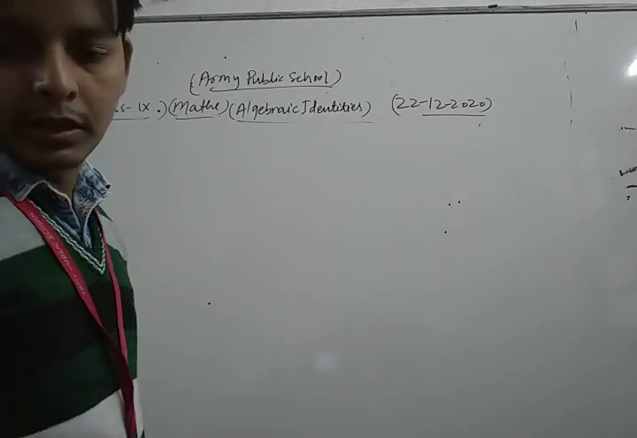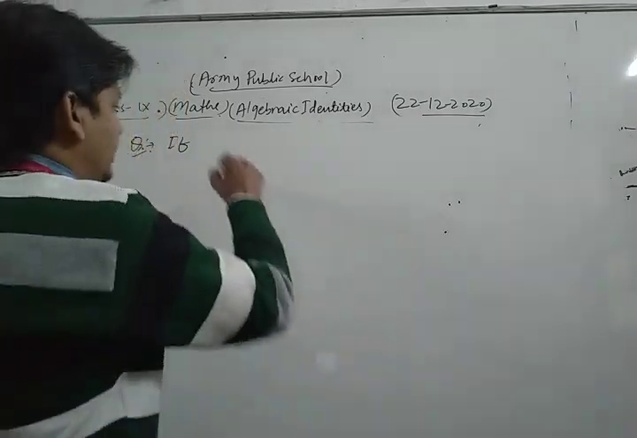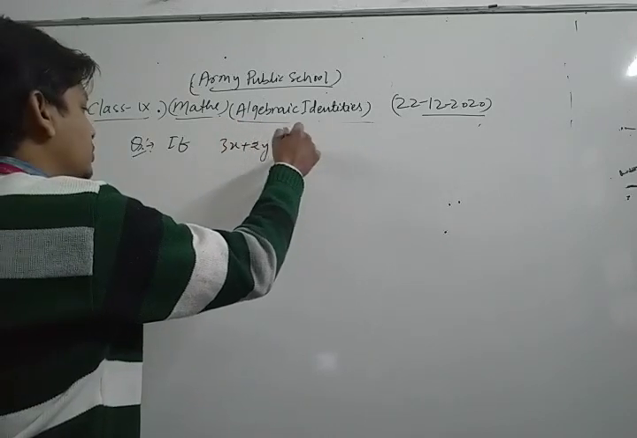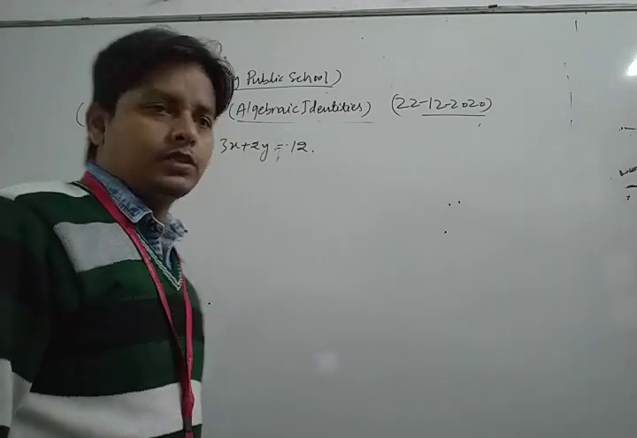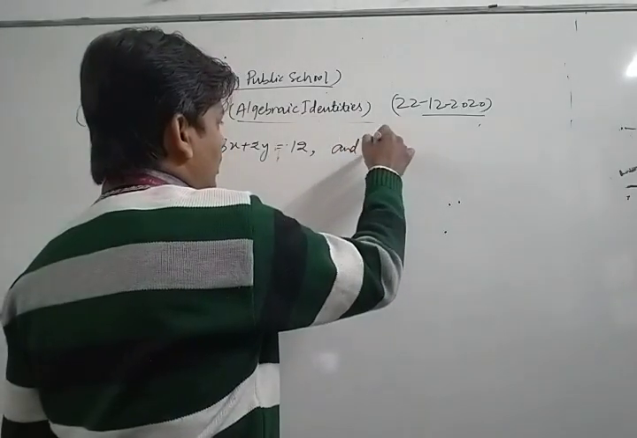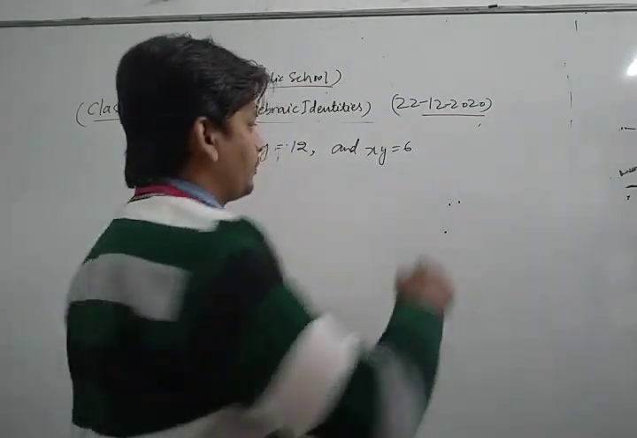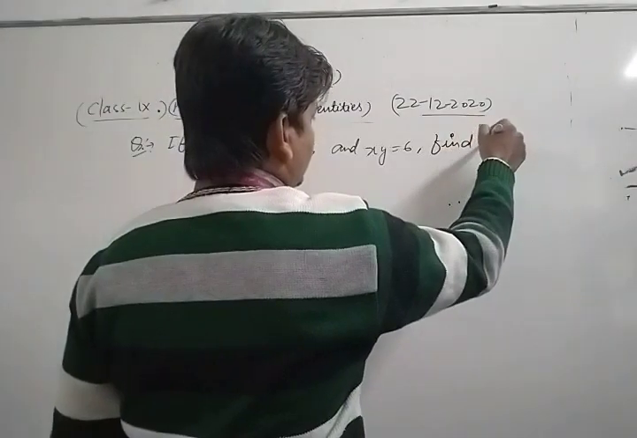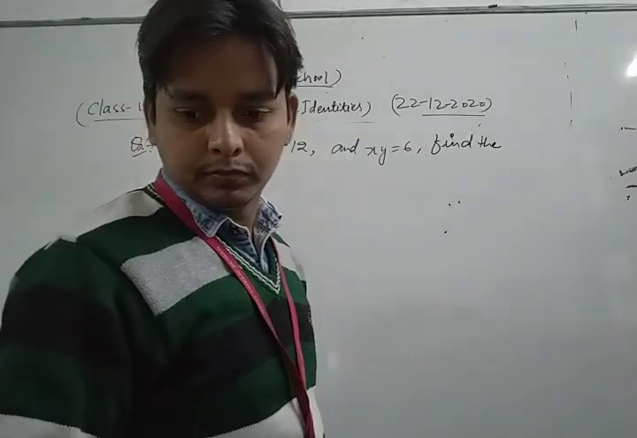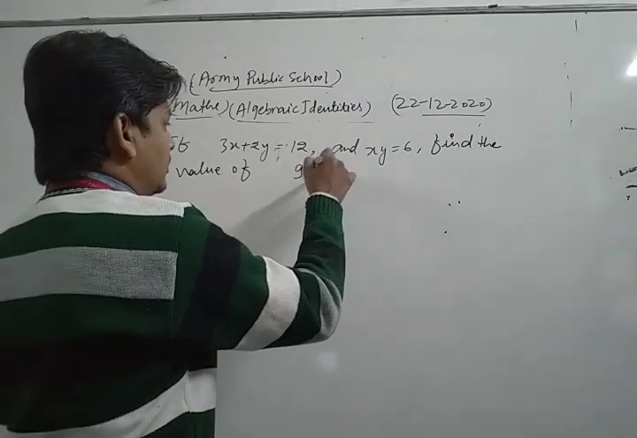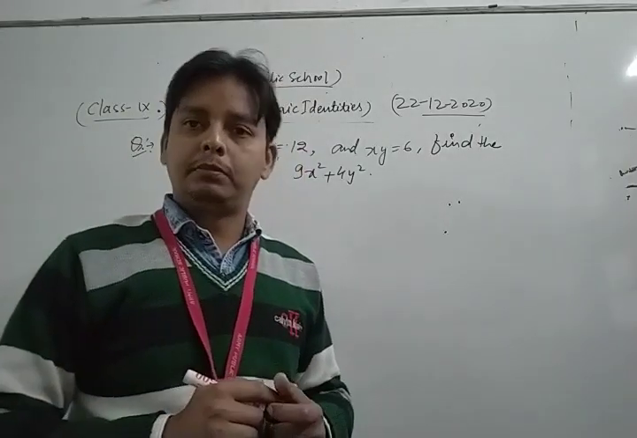Now let's see the question. If 3x plus 2y is equal to 12, and xy is equal to 6, find the value of 9x square plus 4y square. Dear students, this is also a very important question based on the algebraic identity.